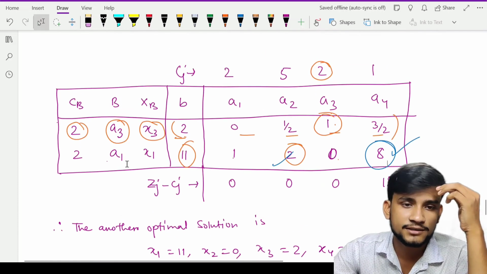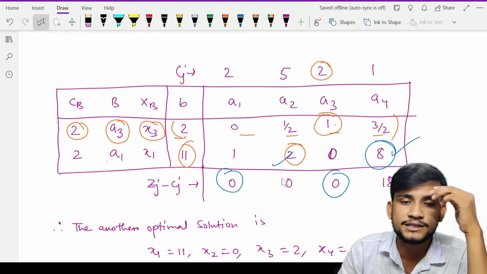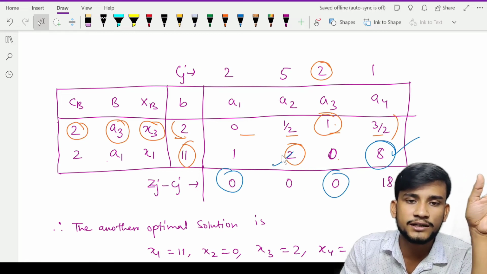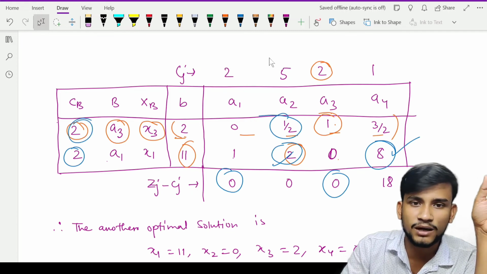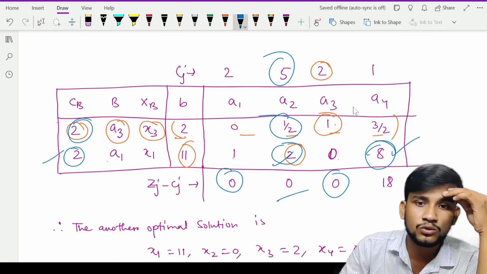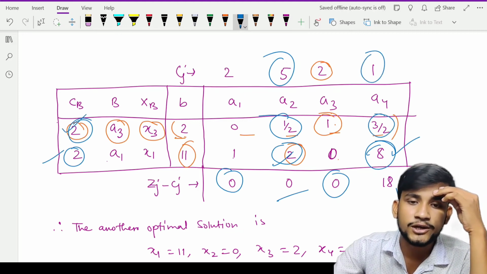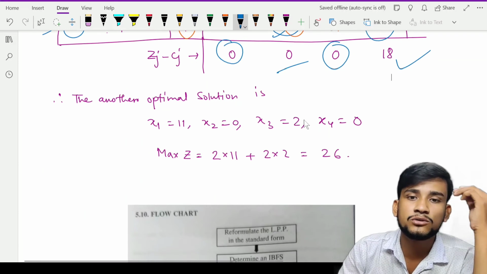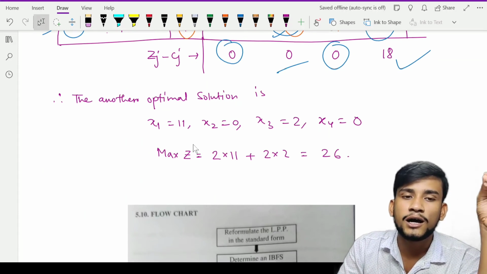Now the same case to calculate zj minus cj. Since these two form the basis, these two terms are 0, and then this into this plus this into this minus this gives 0. Similarly this 8 into 2 plus 3 by 2 into 2 minus 1 gives 18. So zj minus cj greater than or equal to 0 again satisfies, that means the optimality condition is satisfied.